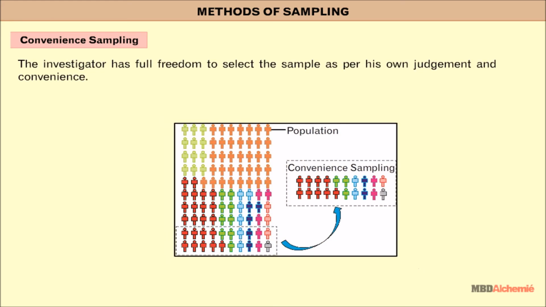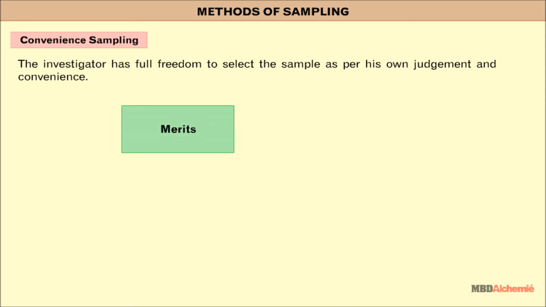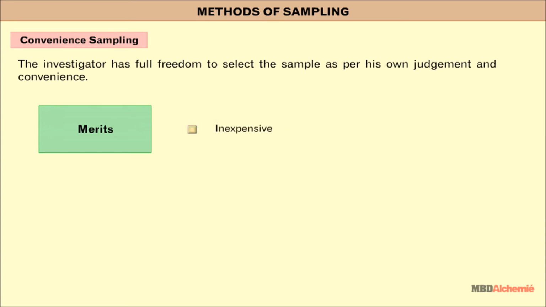Convenience sampling. The investigator has full freedom to select the sample as per his own judgment and convenience. Merits. Inexpensive. Requires less time and efforts. Demerits. Unscientific, biased and unreliable.